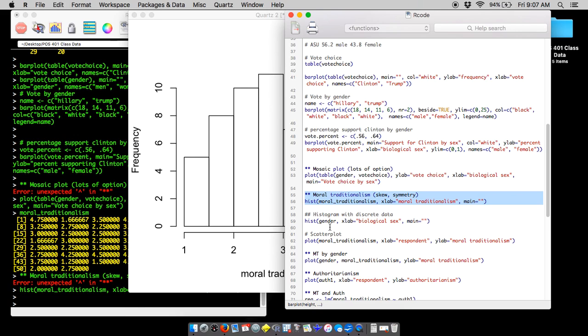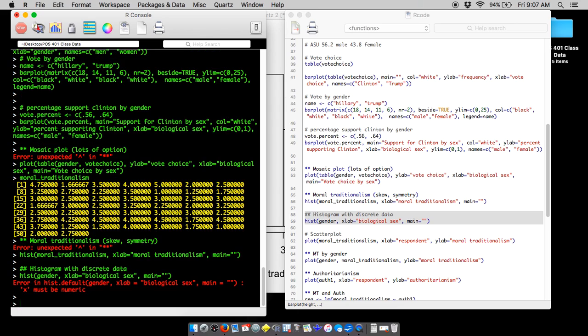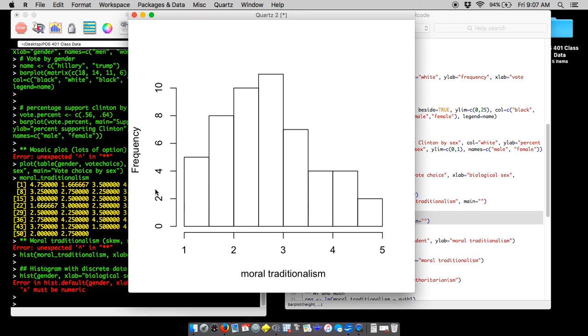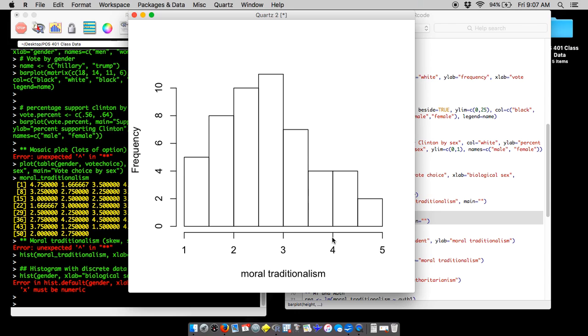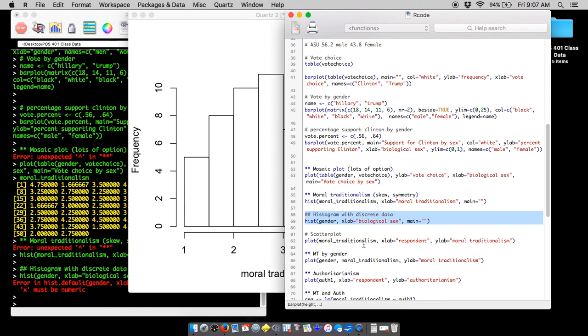Okay. Now, what if we run a histogram with discrete data, right? So let's run gender with discrete data. Well, what I do is I get an error, right? It tells me it must be numeric. This program is actually pretty smart in that when you do something wrong, sometimes it'll say you're doing something wrong. You get these nice things in red. Lots of programs won't do that. So you as the analyst really do need to know that it's not right to run a histogram on a discrete variable, and that when you have continuous variables such as moral traditionalism, the histogram is the right plot.